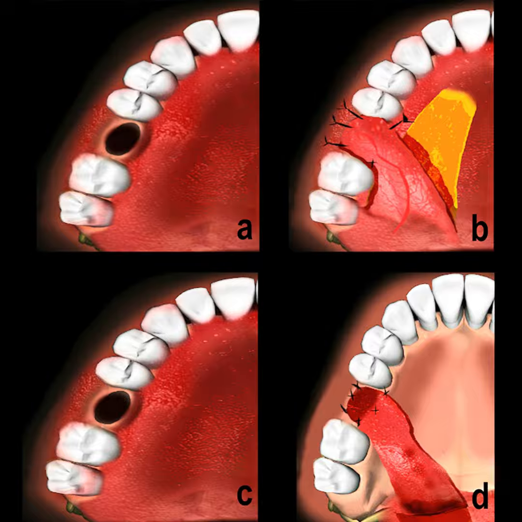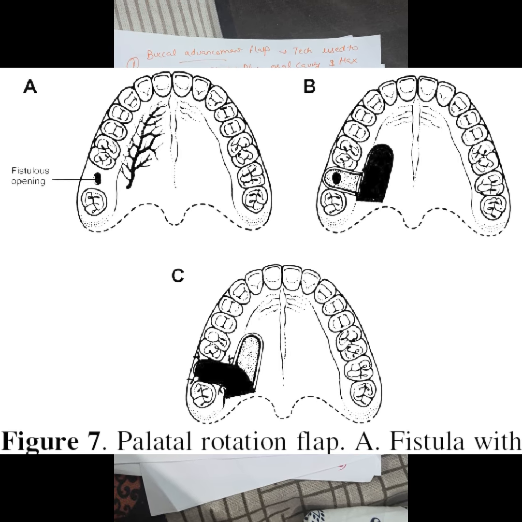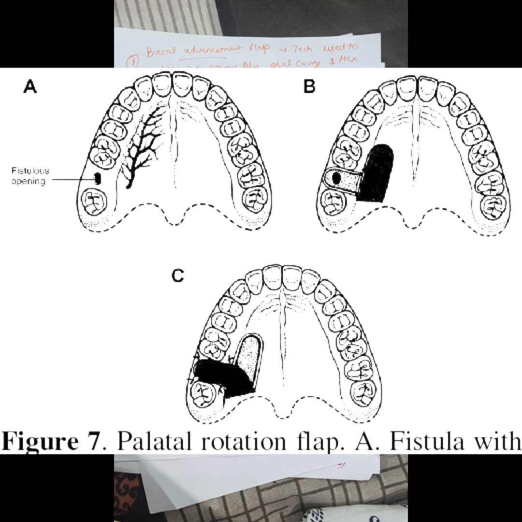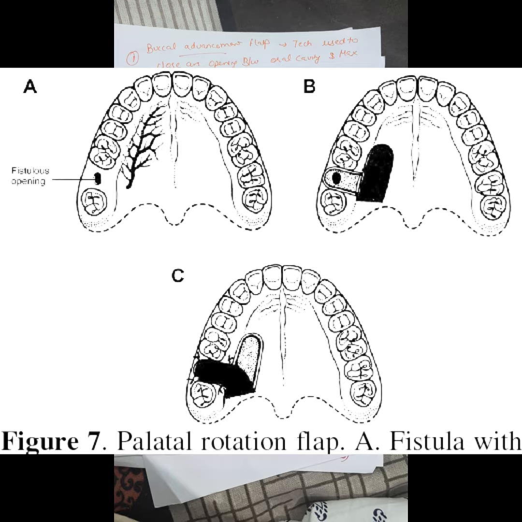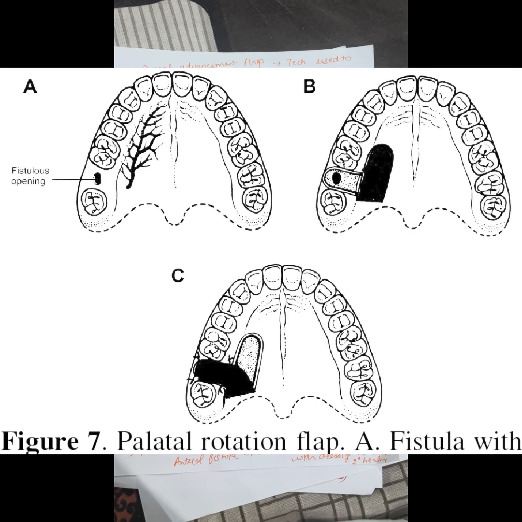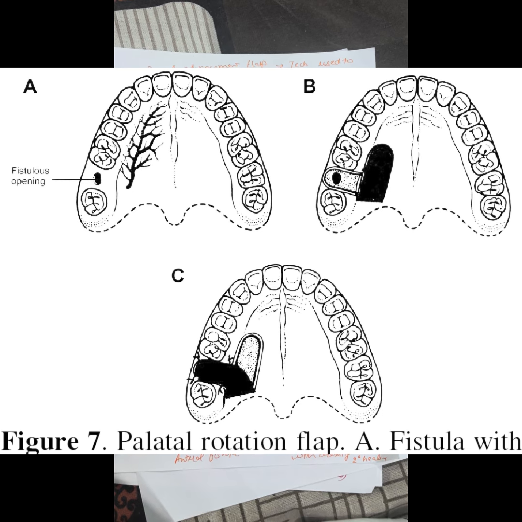What is the procedure? First, we have to give local anesthesia, then two vertical releasing incisions are made on the buccal side. A trapezoidal mucoperiosteal flap is raised. The flap is advanced medially over the defect. Then the flap is sutured to the palatal mucosa to close the opening. Then buccal fat pad grafting.